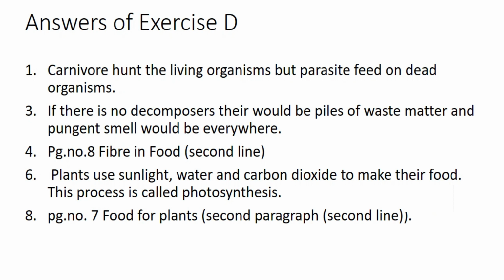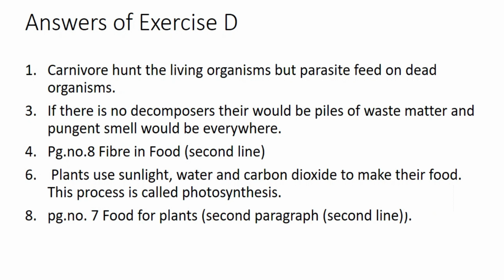Question number 4, what is a fiber? You will find the answer to this question on page number 8 under the heading fiber in food, second line. That will give you the definition. Fiber is made up of indigestible parts of plants which pass relatively unchanged through our stomach and intestines. Then question number 6 in the book is, how do plants make their own food? The answer is, plants use sunlight, water and carbon dioxide to make their food. You know that this process is called photosynthesis.